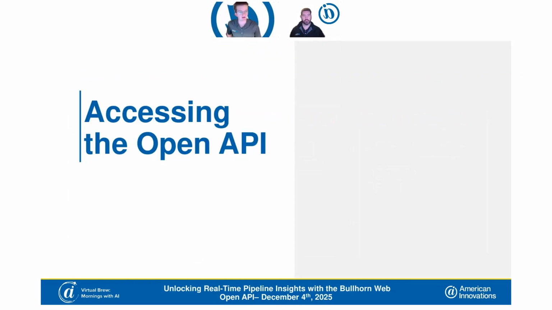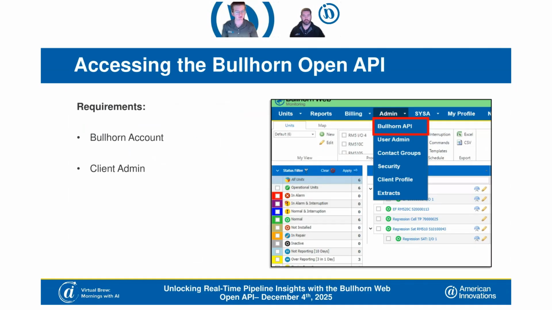So when you're accessing the API, it's very simple. When you go into Bullhorn Web, I've got a screenshot on the right here. Among the requirements, you have to have a Bullhorn account, and for your Bullhorn account, you have to have client admin access. So we have various security levels of access in Bullhorn Web. To be able to access the API and access the credentials to create new keys and integrate this data into other systems, you have to be a client admin.